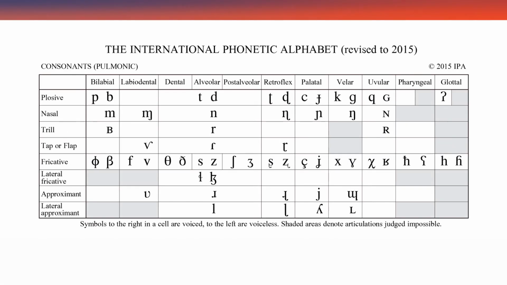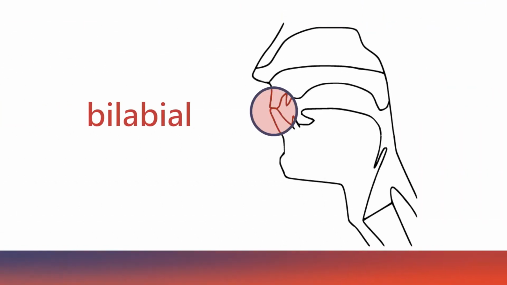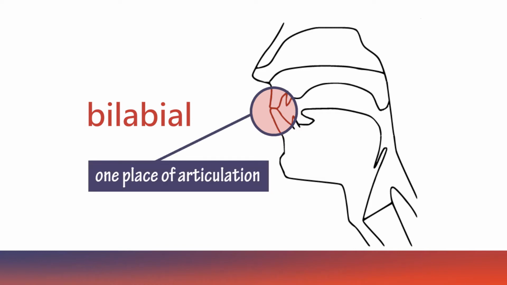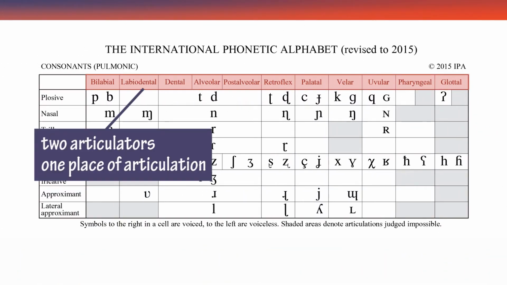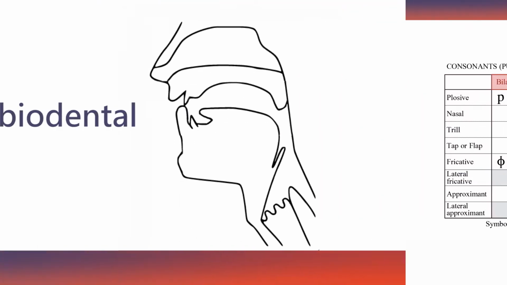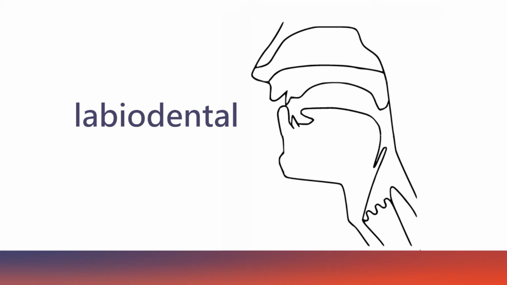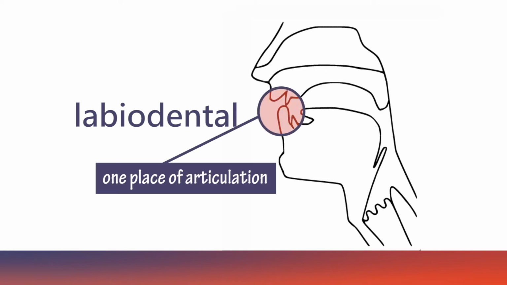So in the IPA chart, you will see the places or points of articulation: bilabial. When you say bilabial, two lips are engaged, but they're engaged in one place, one point, one place where the articulation occurs. Obviously, in all of these, there are two articulators involved, but there is one point of articulation. So in the case of labiodentals, again, lips and teeth, but in the same place, and so on and so forth.